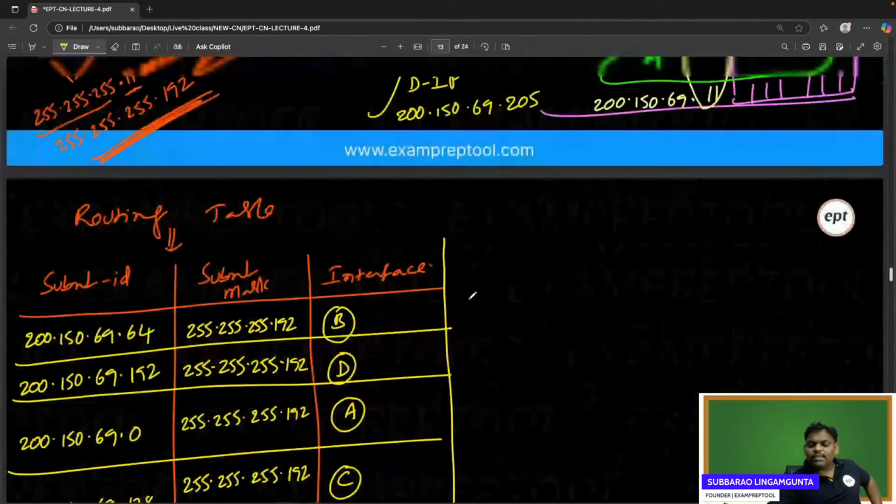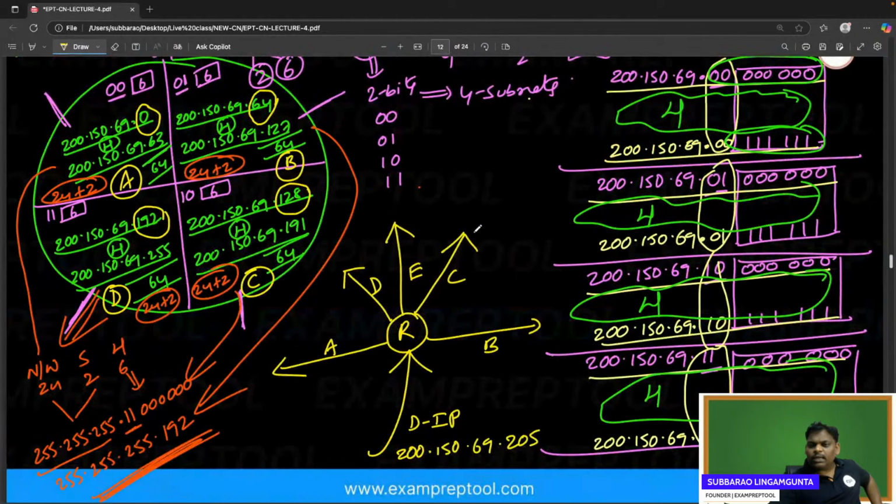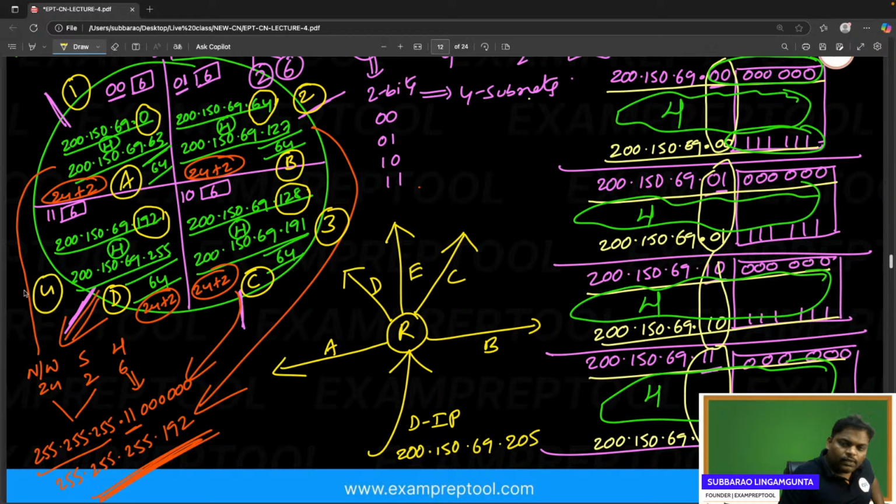It will check in the table. Please help me. This destination IP belongs to which subnet? Can anyone help me? Which interface or which subnet? It is the subnet 1, subnet 2, subnet 3, subnet 4. The destination IP 200.150.69.205. This IP belongs to which subnet or which interface? Can anyone guess? D, right? This belongs to D.